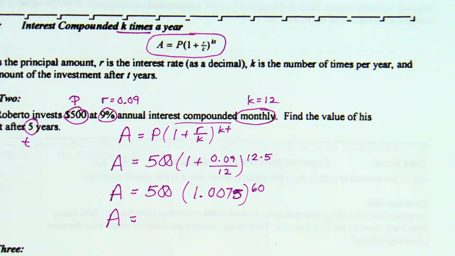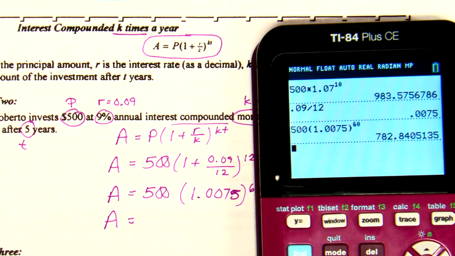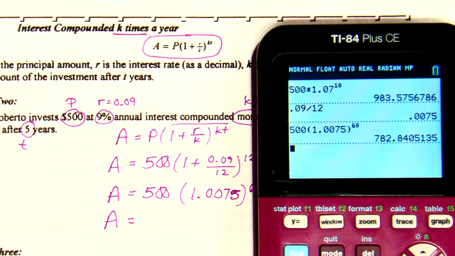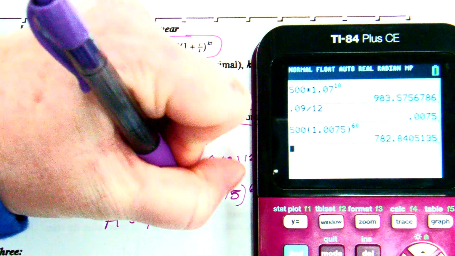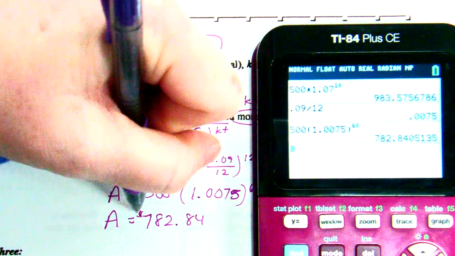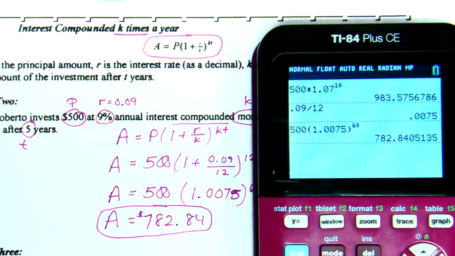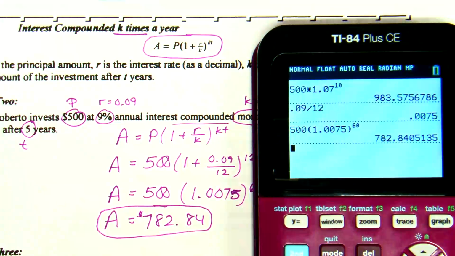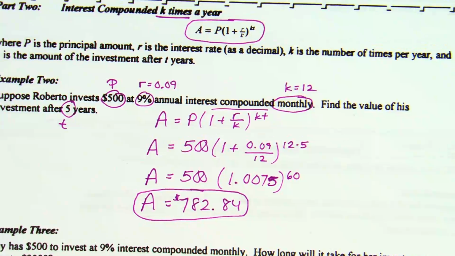$500 times 1.0075 to the 60th, or $782.84. If you're experimenting with not doing any cleanup ahead of time, it's a good opportunity to make sure it worked. Are we okay with those two? Stuff that, in all honesty, you probably could have done back in middle school?